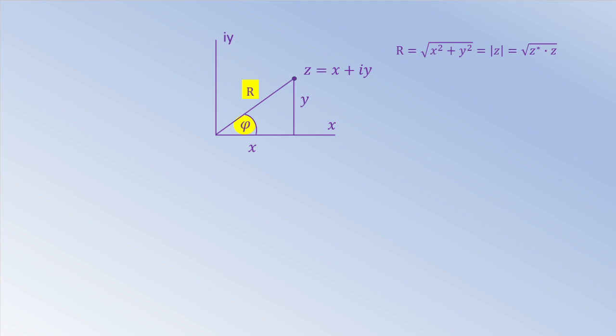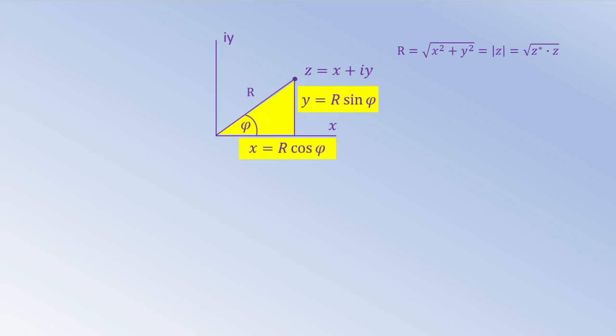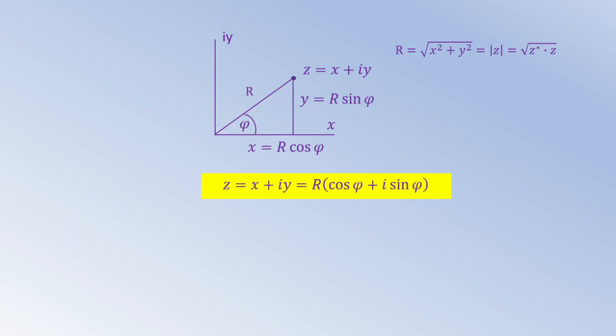This means that instead of x and y coordinates, we specify the position of the point using distance r and angle phi. From the triangle, we can express rectangular coordinates in terms of polar ones. x is equal to r cosine phi and y is the same with sine. The whole complex number z is therefore the sum of cosine and sine terms.